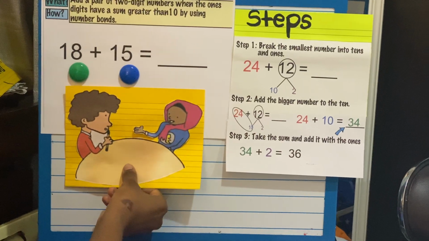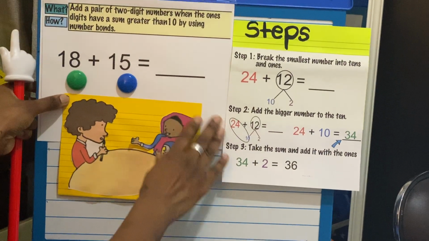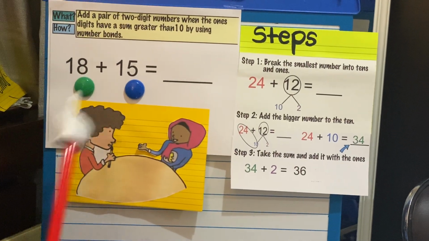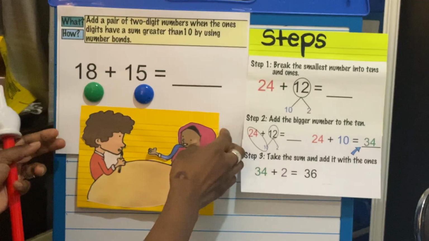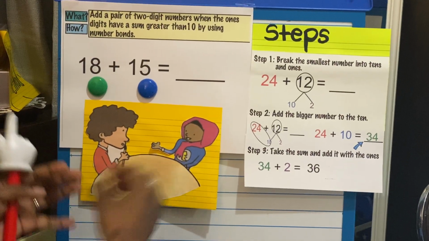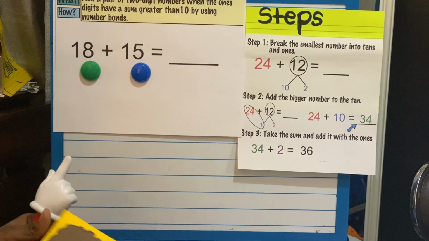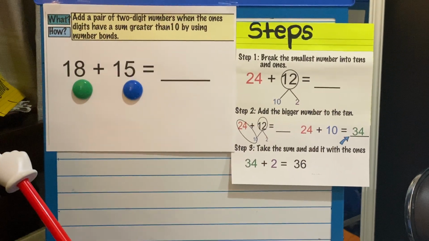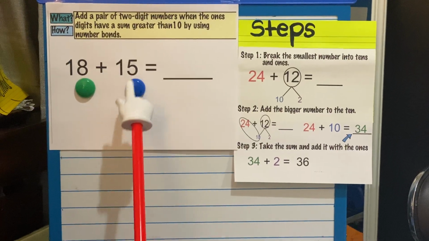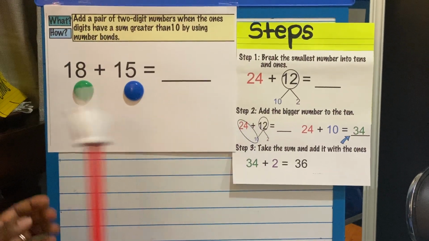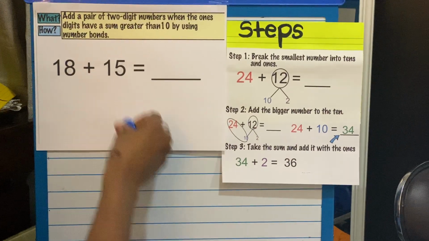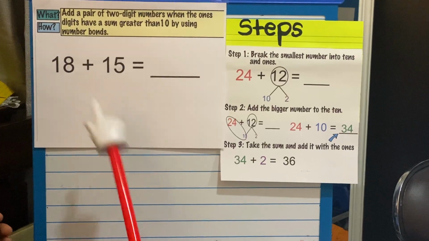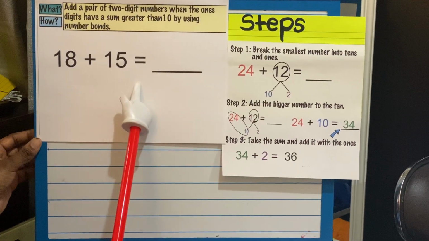If you don't have anyone, remember that you can pause and think to yourself. What do you notice about the 10, about the 8? What do you notice about the 5? If you were to add them together, what do you notice? Yes, you will get an answer that is greater than 10. 8 plus 5 is greater than 10. I want to show you how we can add these two numbers using our manipulatives.